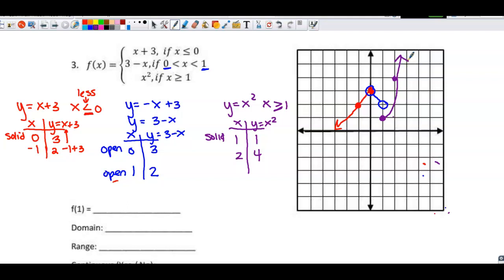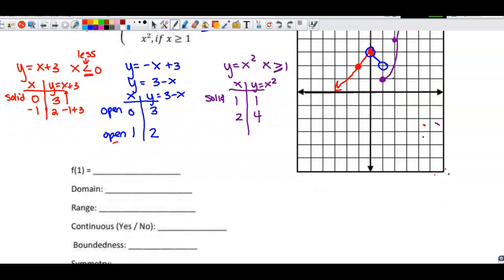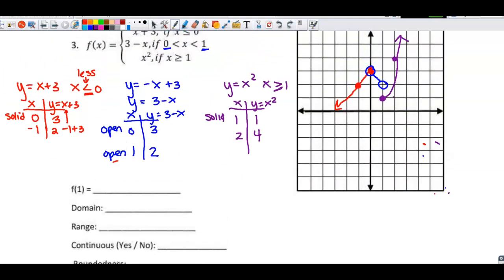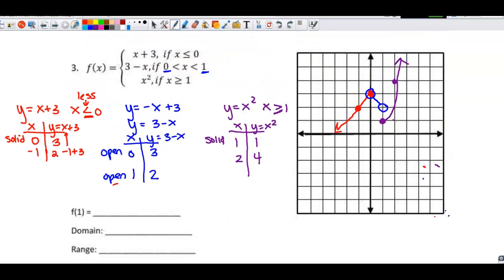Make sure: does it pass the vertical line test? It does because I made an open dot in blue and then a solid dot in red. And actually, that wouldn't matter. It's the same point. But okay, this says f of 1. So what is the y value at 1? There should be only one y value at x equals 1, and it's at 1. So it's in purple.